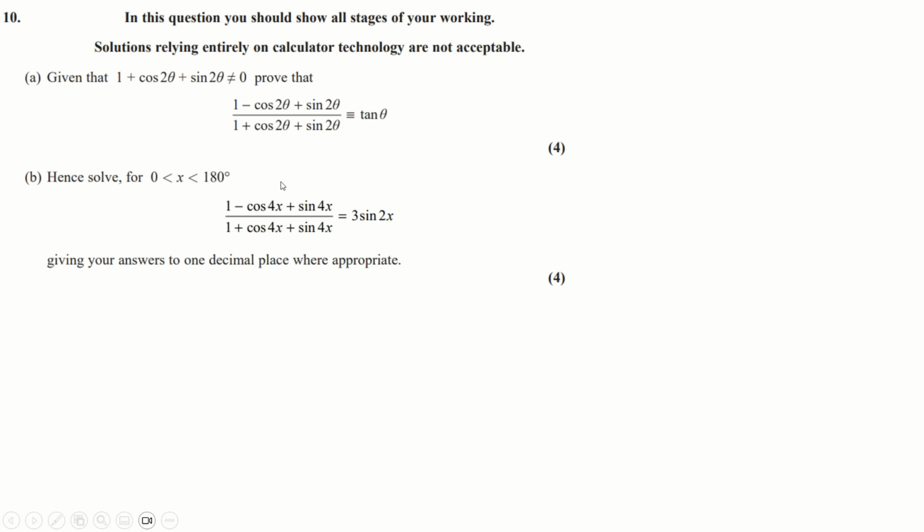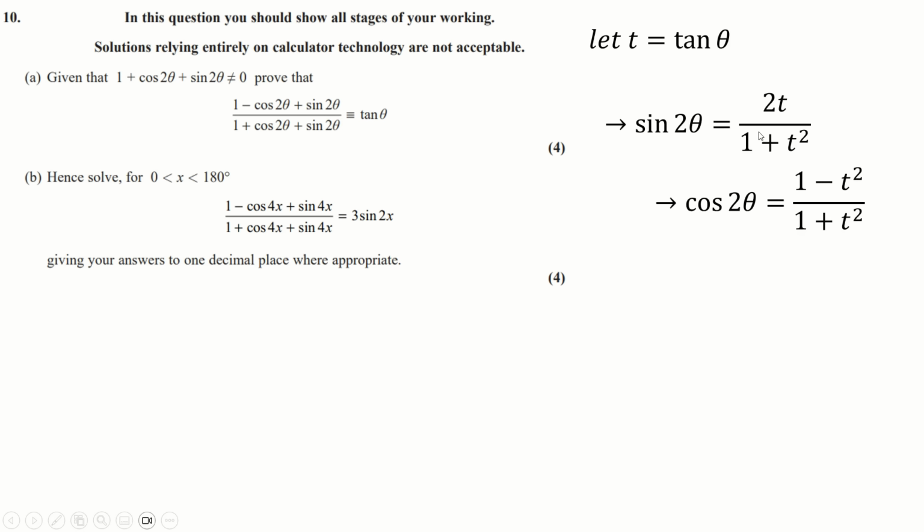Good. So there's something in FP1 called T-formulas, and T-formulas are just super OP. All you do is you say let T equal tan theta, and you can just write down for 4 marks that sine of 2 theta is that, and cos of 2 theta is that. Of course, there's a derivation of that, but in FP1 you don't have to write that derivation every single time you use this. So okay, I'm just going to write this down as if I was in that exam.